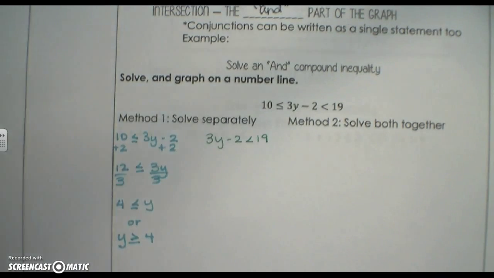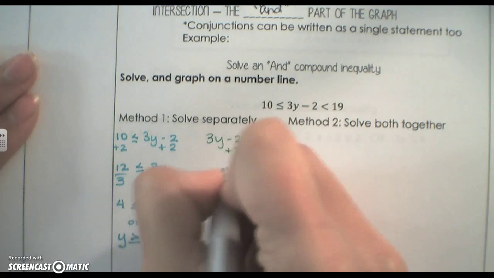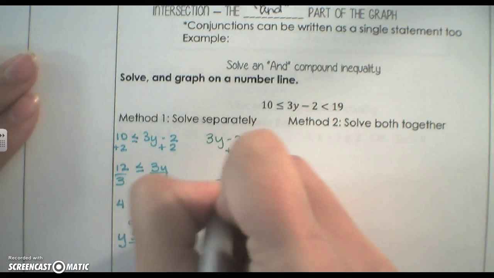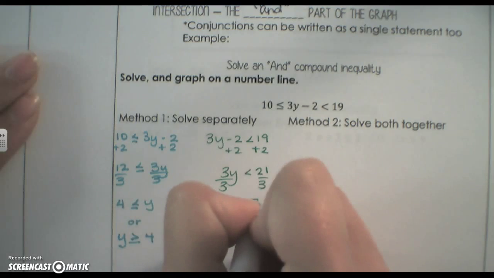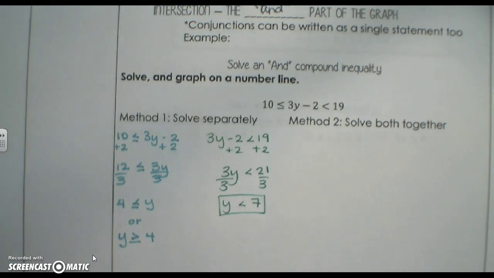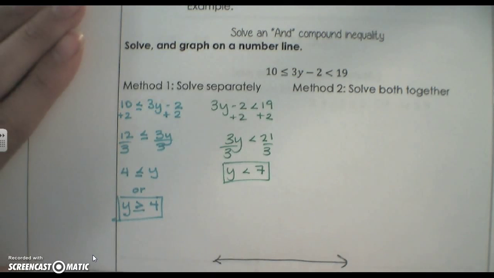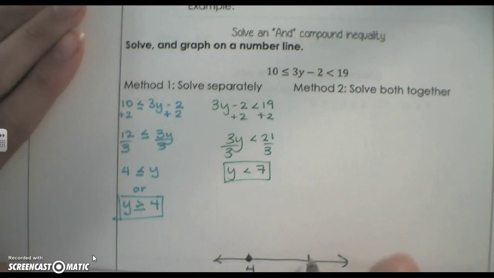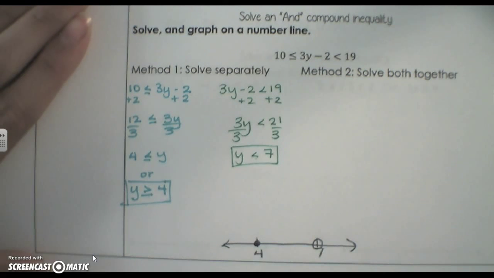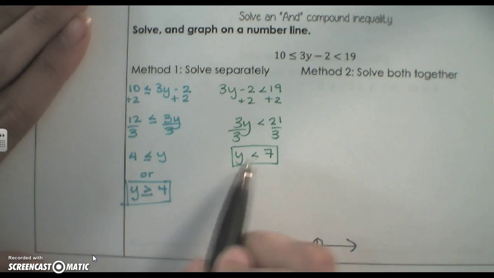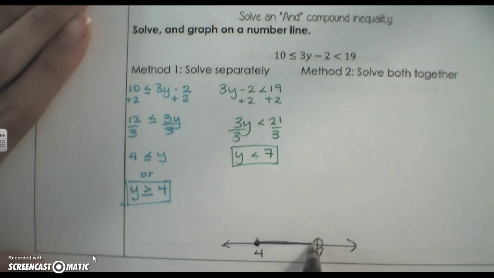And then we would solve the second one. Add 2, and divide by 3. So now that we have both of them, we could go ahead and graph it. And our little graph actually got put on the next page, so we'll just kind of draw one pretty quick here. So we have 4 and we have 7 and we have a closed circle at 4, but we have an open circle at 7. And then since we're an and, we are connected in the middle. Or you could think of it as greater than 4, but less than 7.